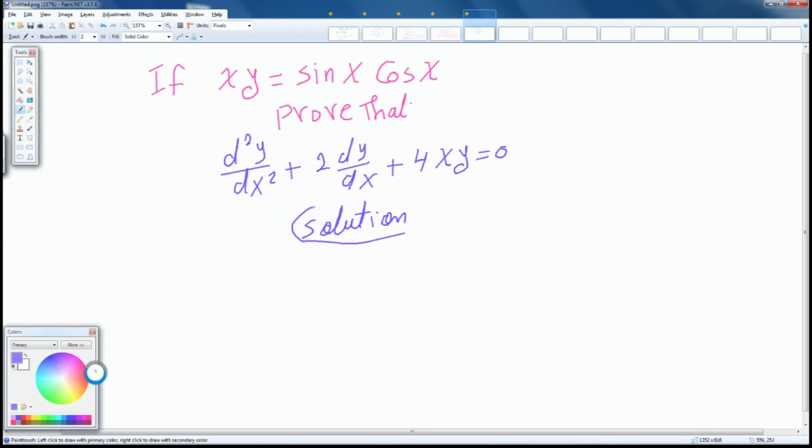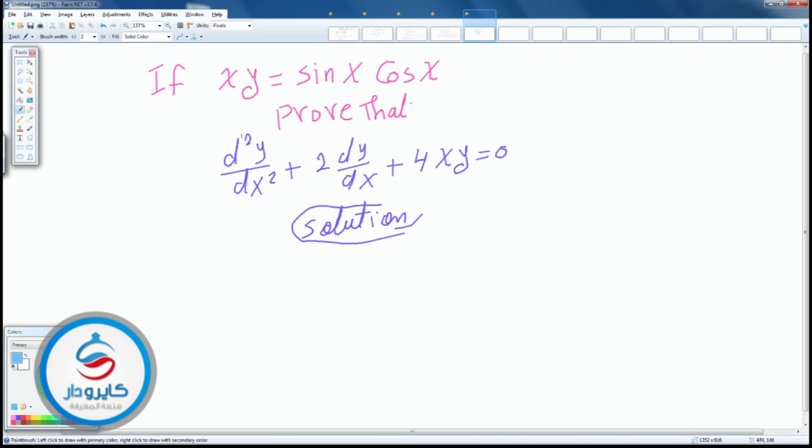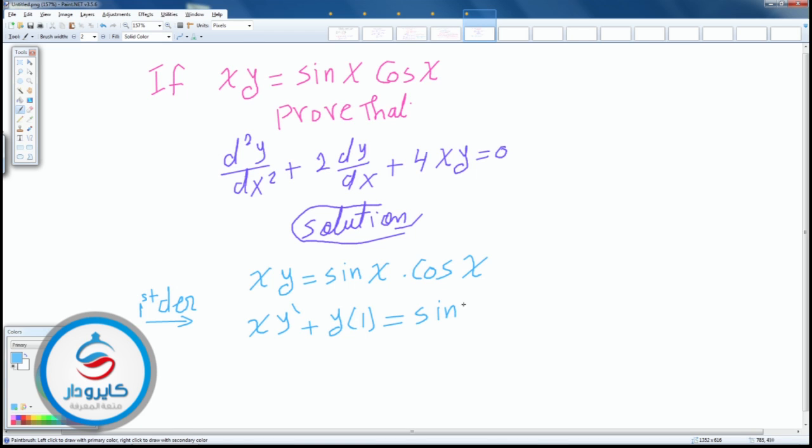This is the solution. Let's try to do it together. Firstly, we have to write it again. xy equals sine x multiplied by cosine x. The highest derivative here is the second derivative, so we have to differentiate. This is the product: first times derivative of second, which is negative sine x, plus second multiplied by derivative of first, which is cosine x. Now we have to simplify it.